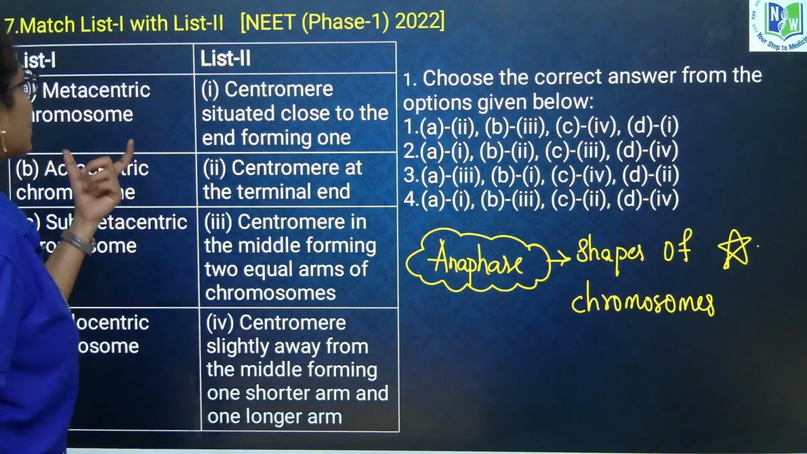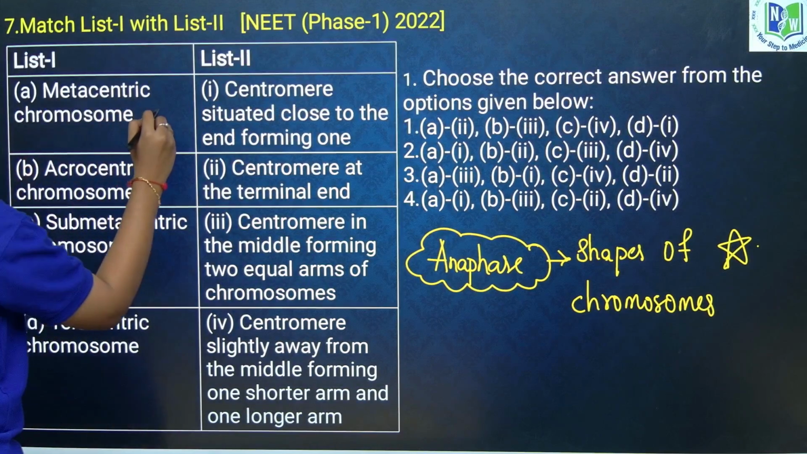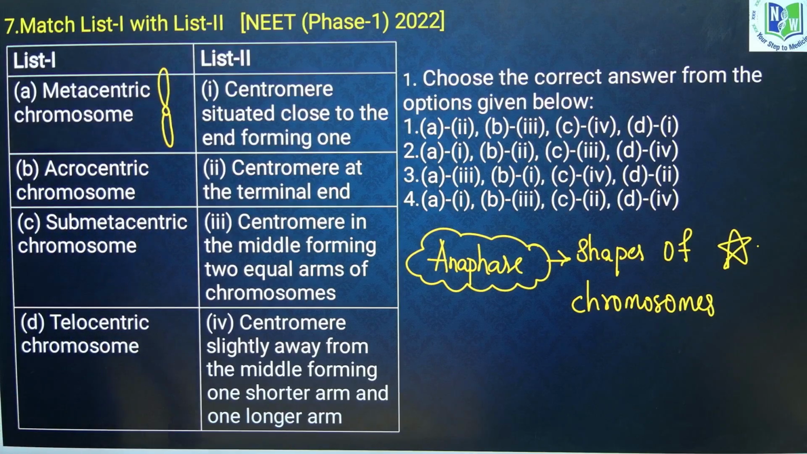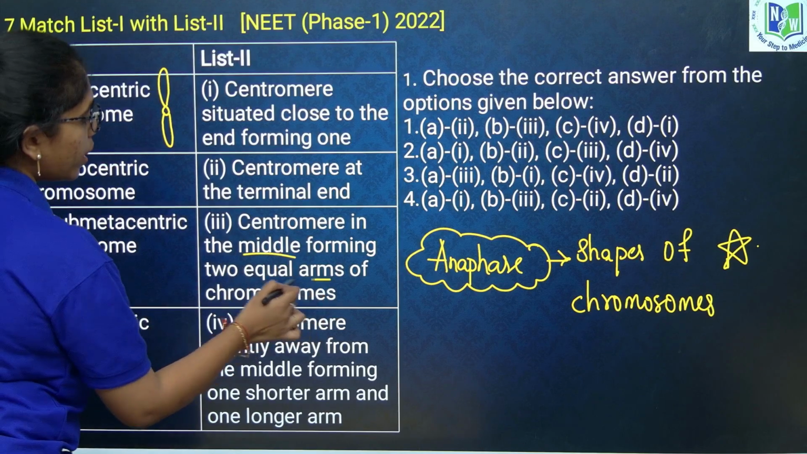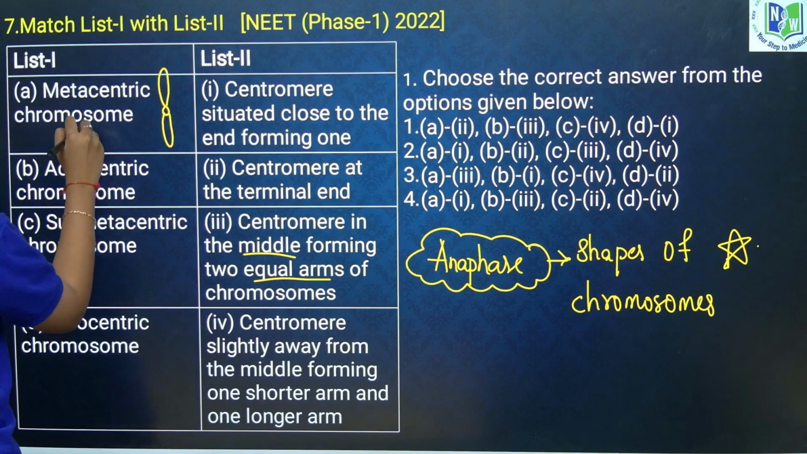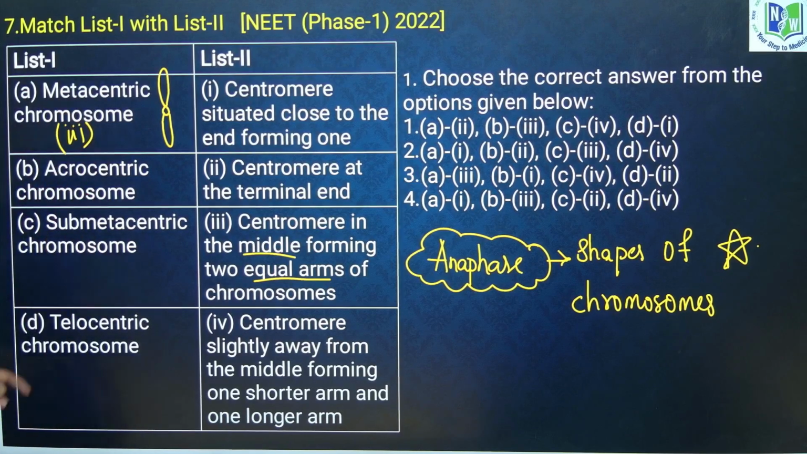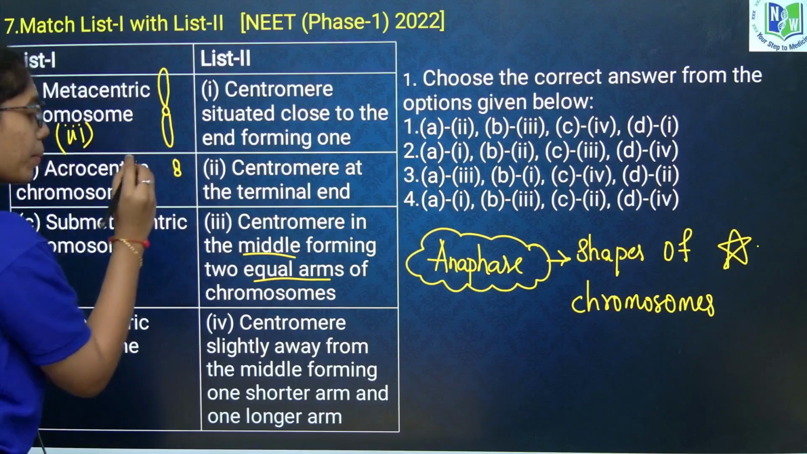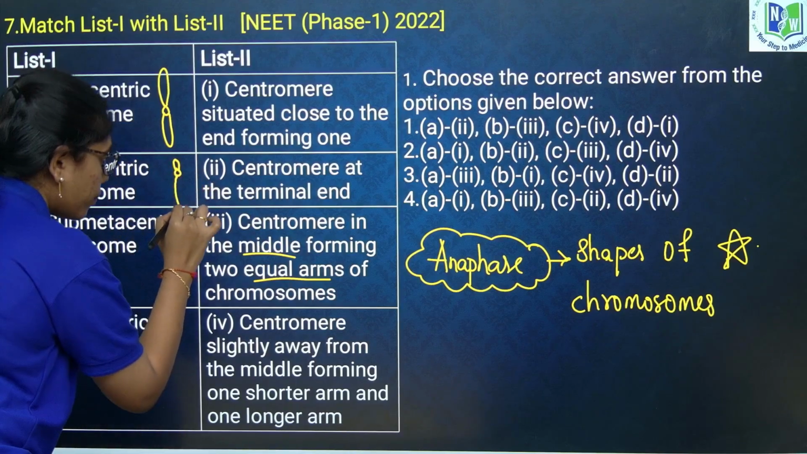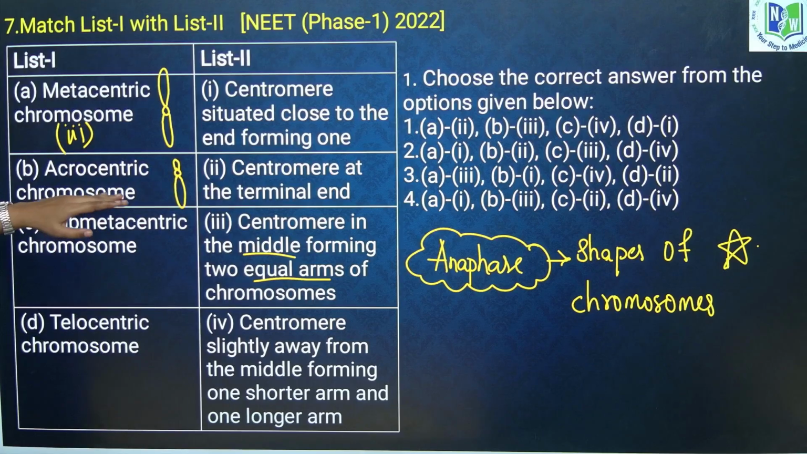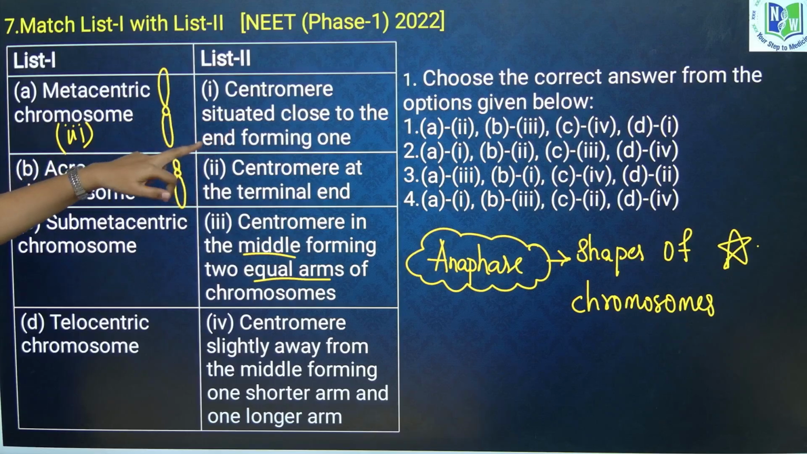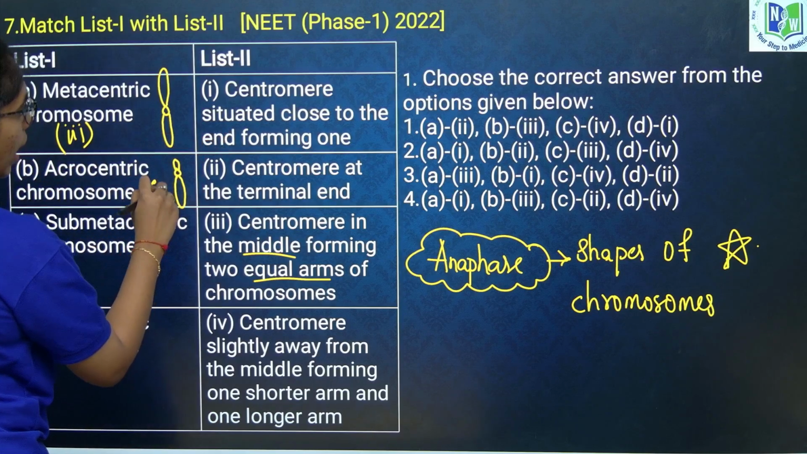Metacentric chromosome means the centromere will be at the center and it has two equal arms of the chromatid. So what will be the option? Option 3: centromere in the middle, forming two equal arms. Next, acrocentric. Centromere will be at one terminal end, forming one very short arm and one very long arm. So here the option is chromosome situated close to one end, that is option 1.